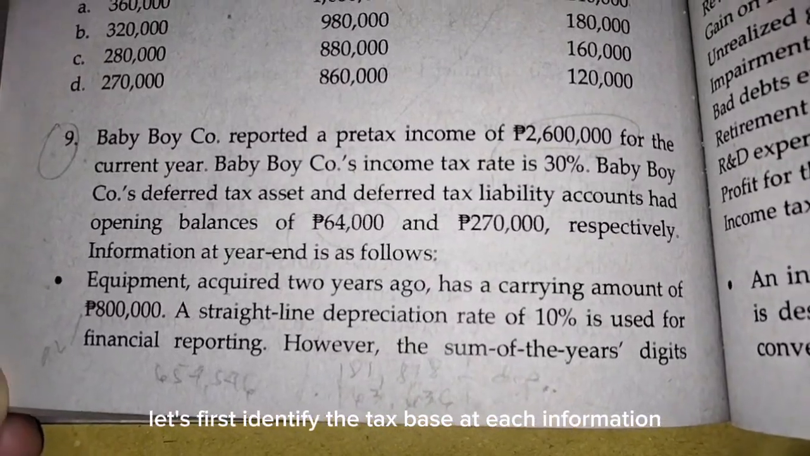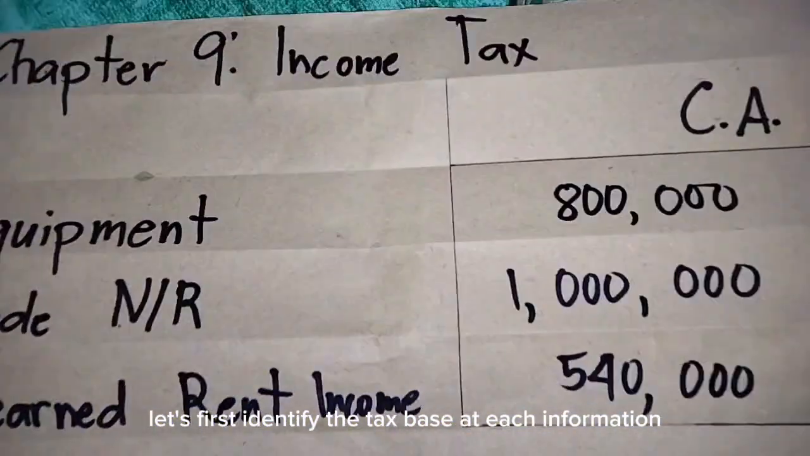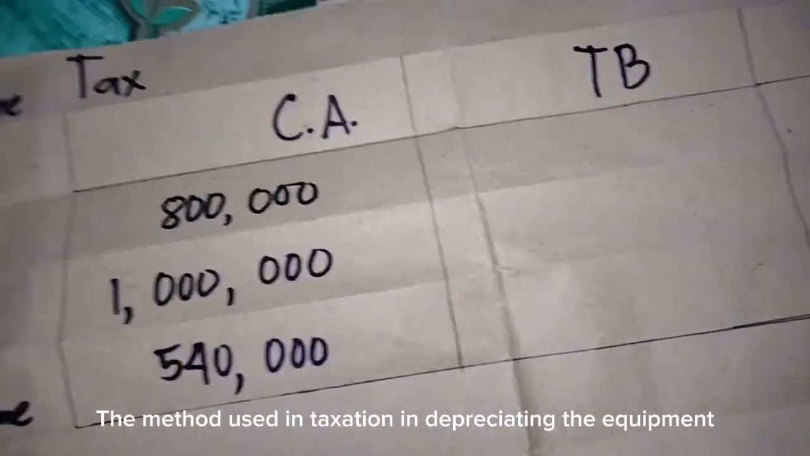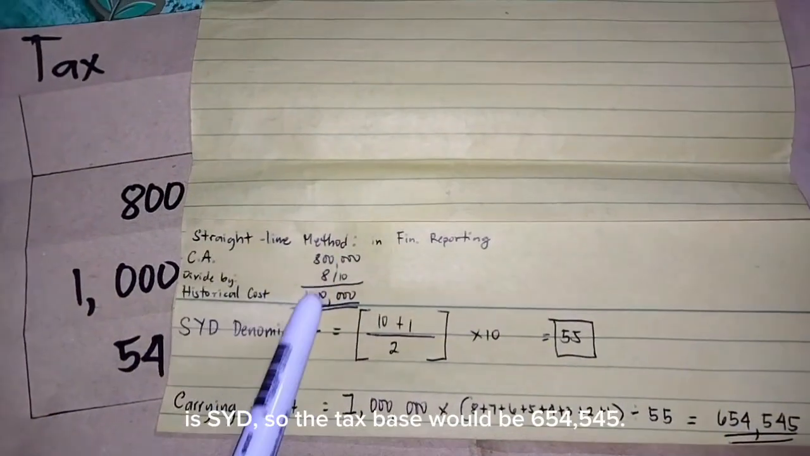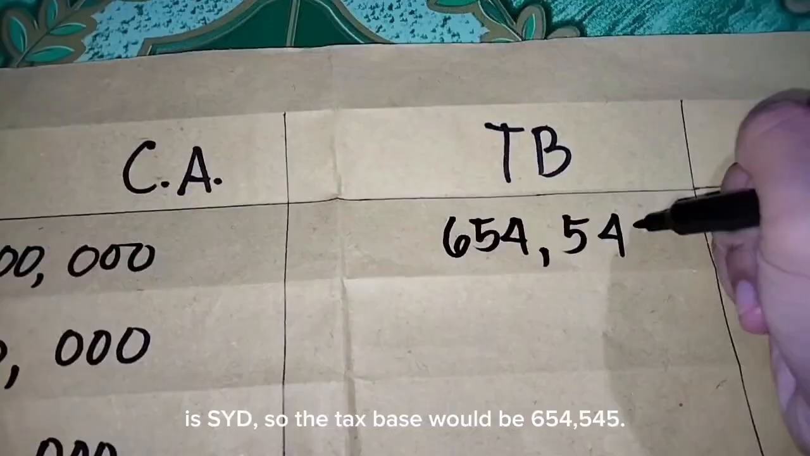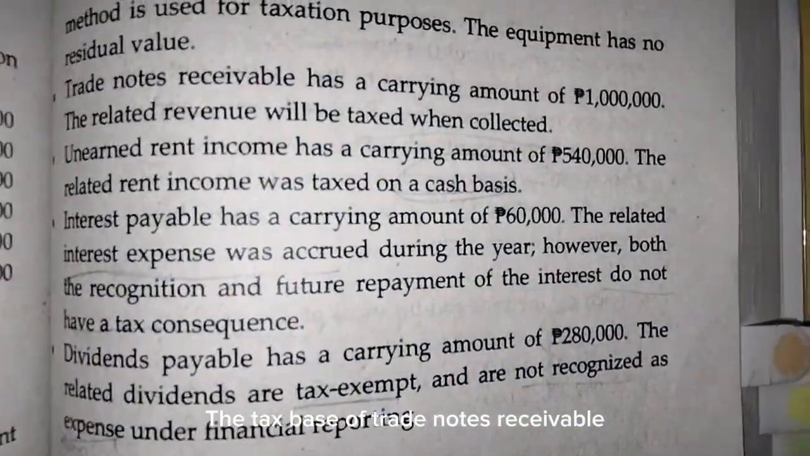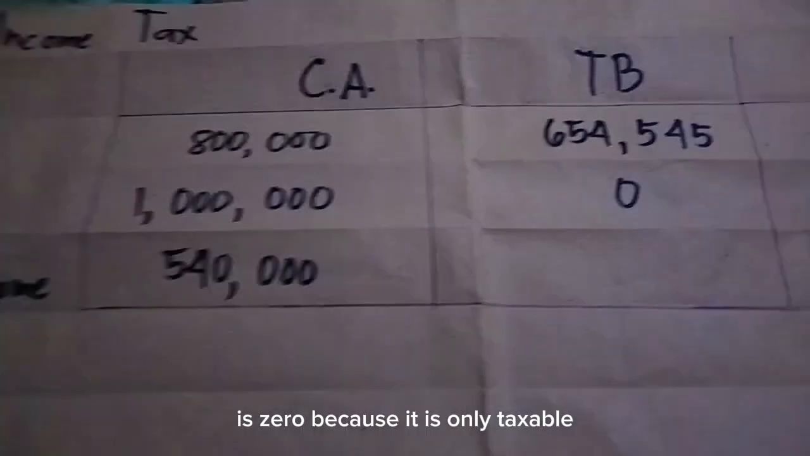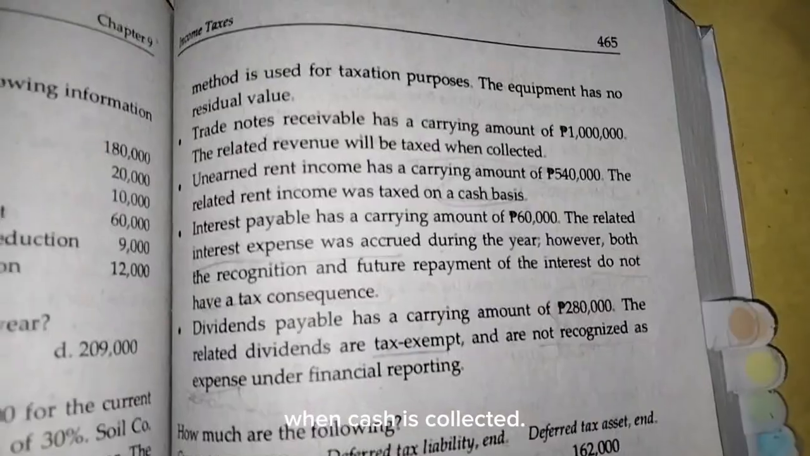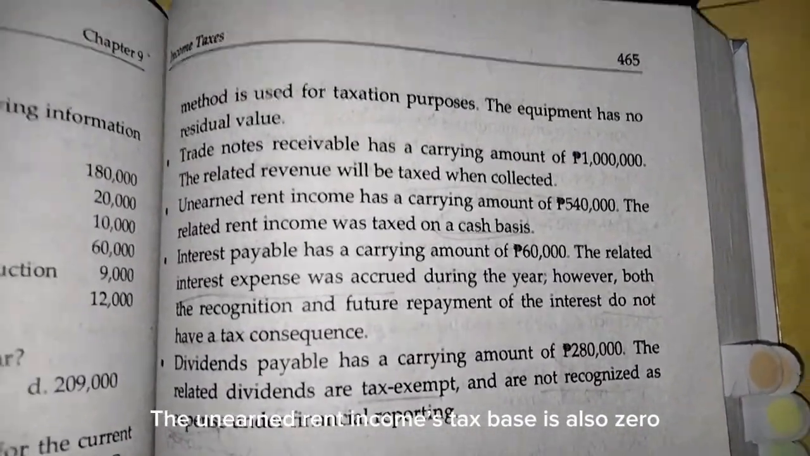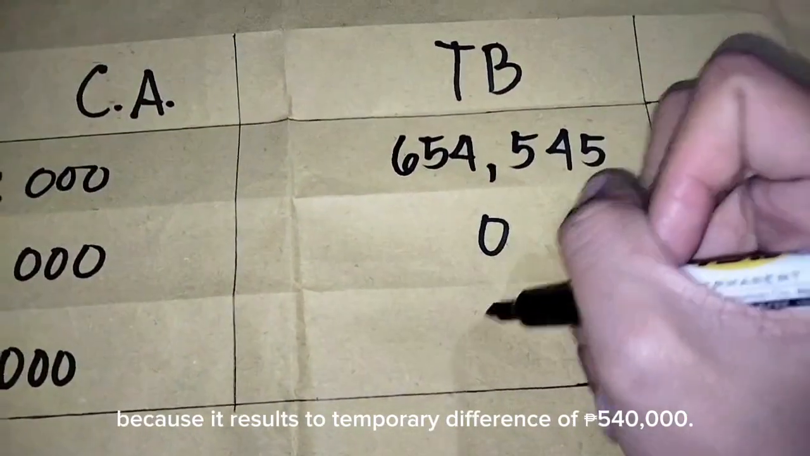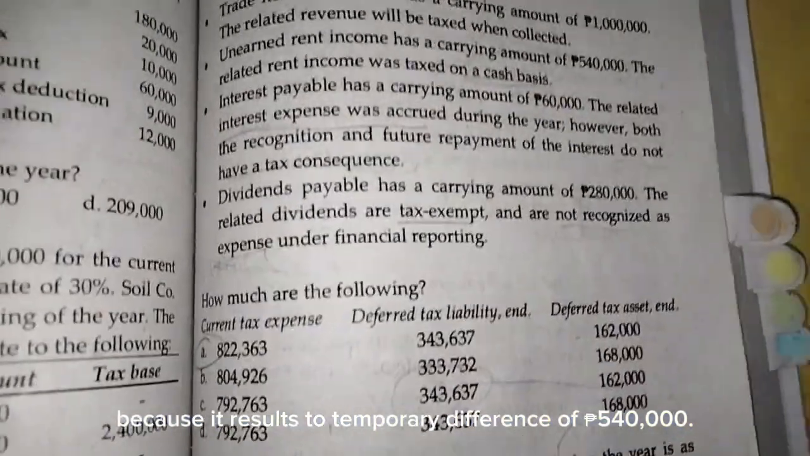In problem 9, let's first identify the tax base at each item at year end. The method used in taxation in depreciating the equipment is SYD, so the tax base would be 654,545. Tax base of trade notes receivable is 0 because it is only taxable when cash is collected. The unearned rent income's tax base is also 0 because it results in a temporary difference of 540,000 pesos.